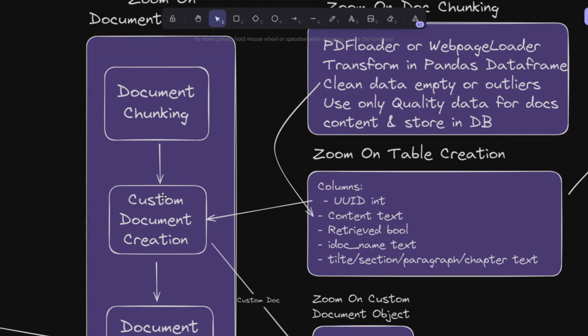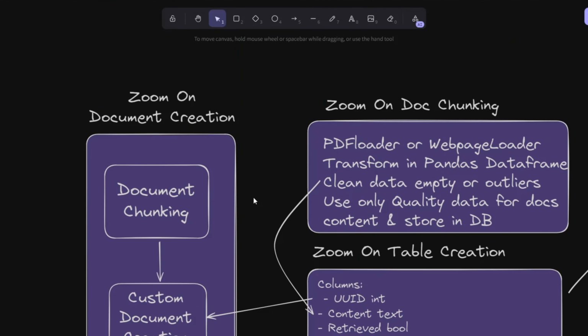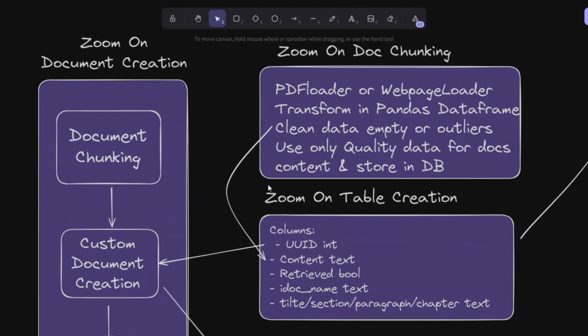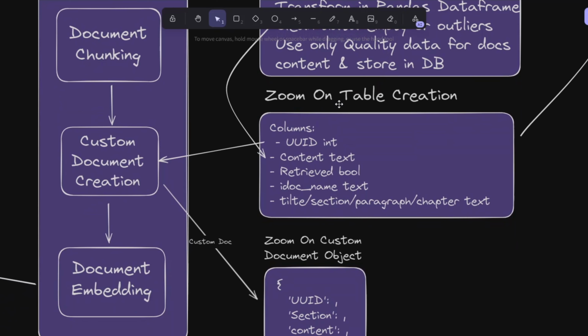Document chunking, custom document creation, and document embedding. For that, on the side we can zoom into the document chunking, different techniques: PDF loader, transform into a data frame. We can also clean the data, check the outliers, use only quality data, and so on. But here we will be using just the Pandas data frame. We will be doing our custom chunking method.